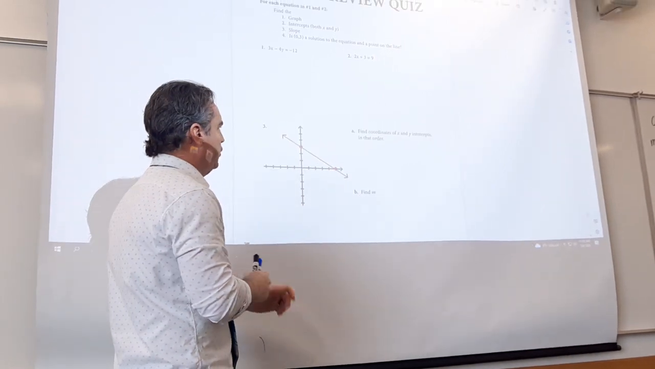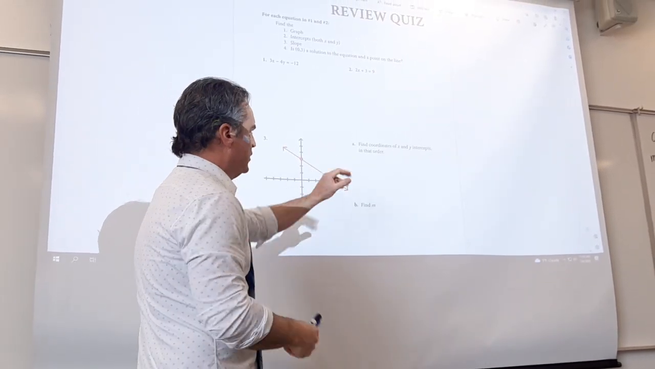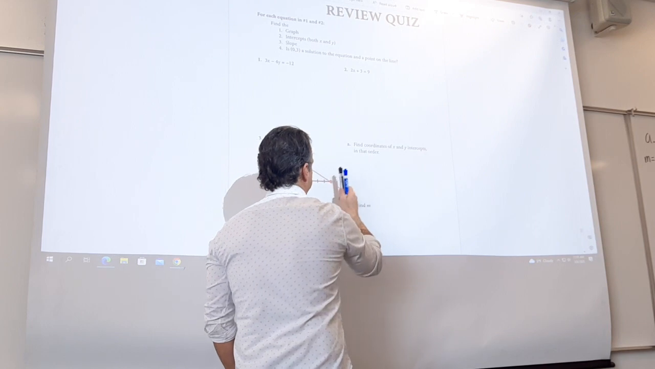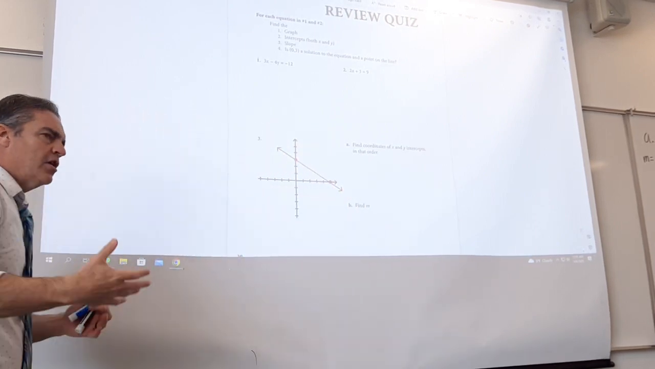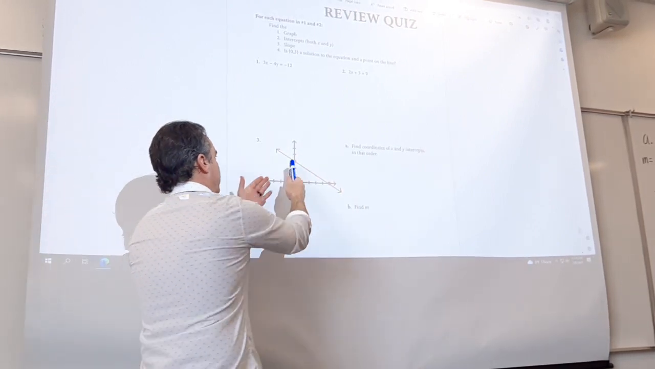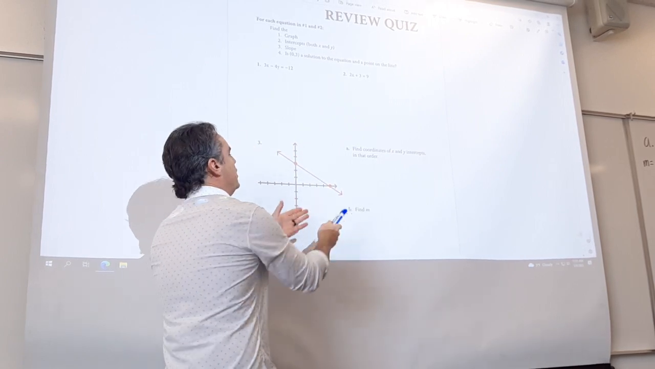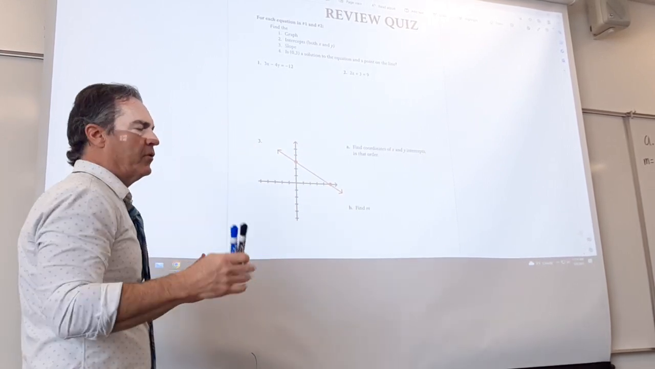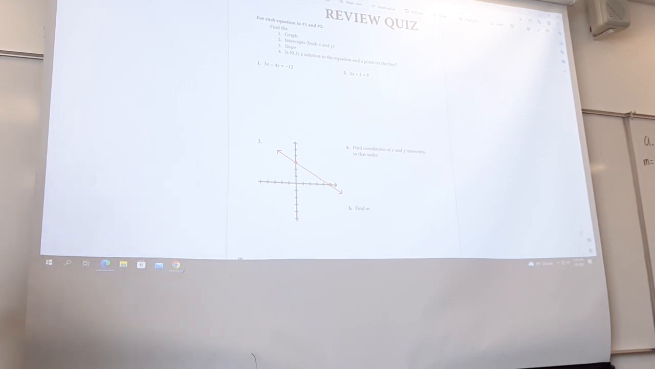Some of these we're just going to do verbally on the board, together. Find coordinates of x and y intercepts in that order. We're given this graph here. You're going to be given a graph on the test. You're going to be asked to find its intercepts. You're going to be given another graph on the test. You're going to be asked to find its slope, just off of the graph. What are the x and y intercepts here for this line?